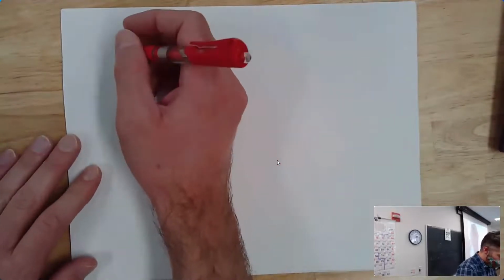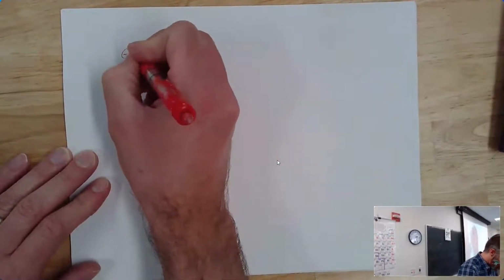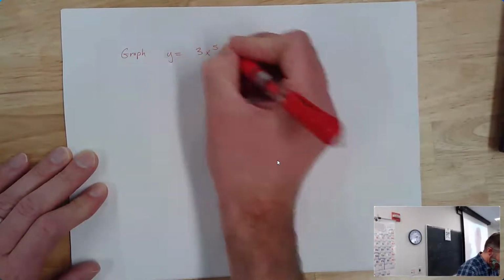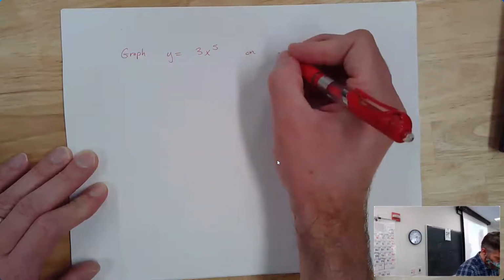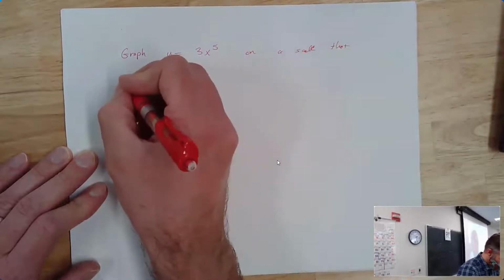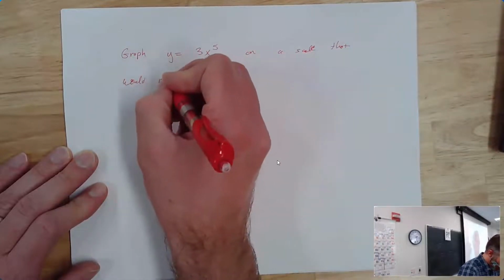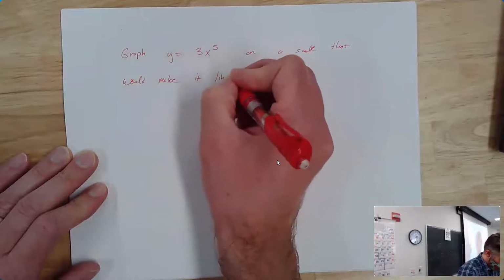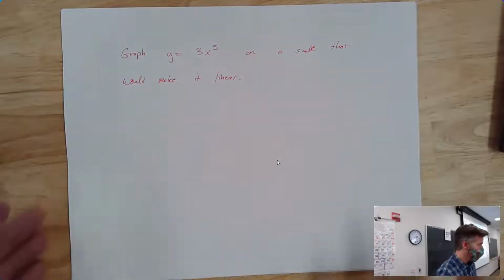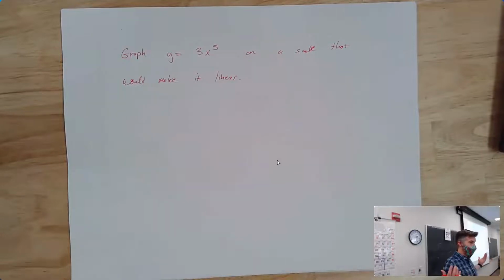Let's say we wanted to graph, we're not actually going to graph, but we want to graph y equals 3x to the 5th on a scale that would make it linear. The whole point of this question is really just to observe that an exponential function is going to be linear on a semi-log situation, a semi-log graph, where the y-axis is logarithmic and the x-axis is normal.